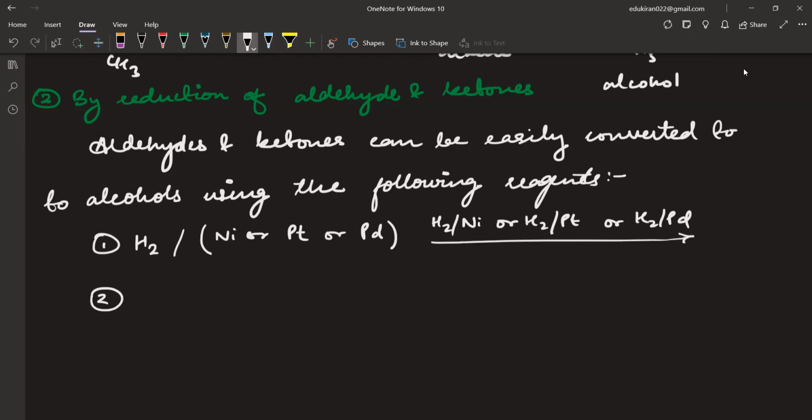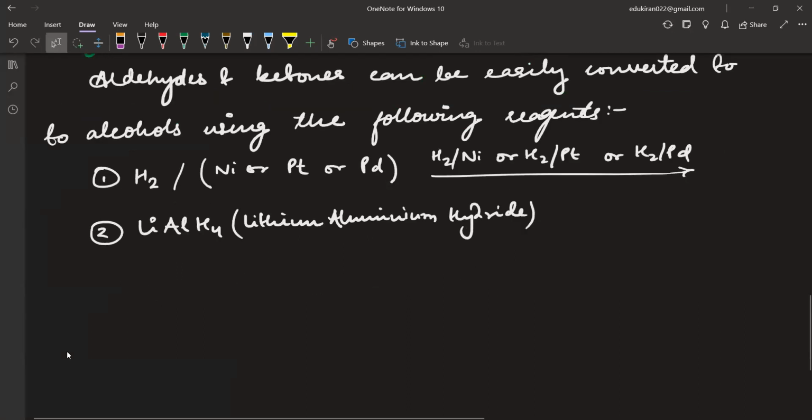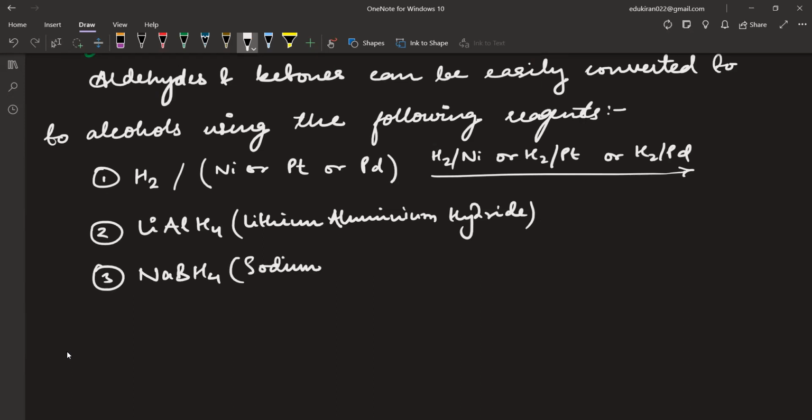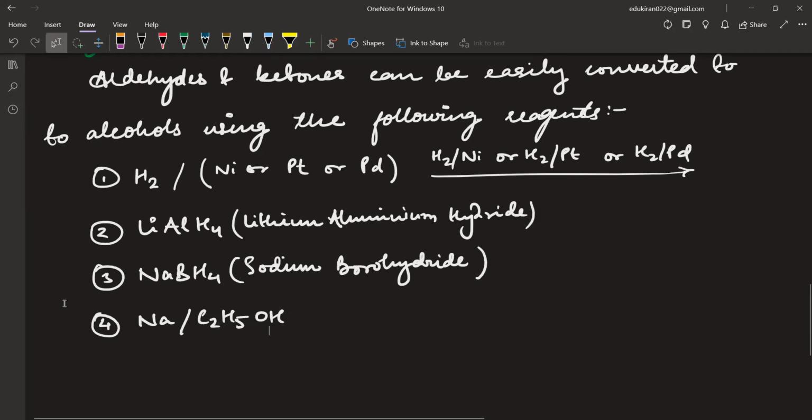Reduction. Secondly, we have lithium aluminium hydride. This is also a reducing agent, a very strong reducing agent. Third one is NaBH4, sodium borohydride. Fourth one is sodium in the presence of C2H5OH, that is ethanol. So these are the four reducing agents which we will be using in order to convert aldehyde and ketones to alcohols. We will see how the aldehyde is going to get converted and how the ketone is going to get converted and what kind of product they are going to give. Please write.